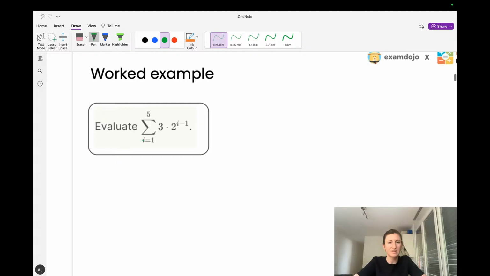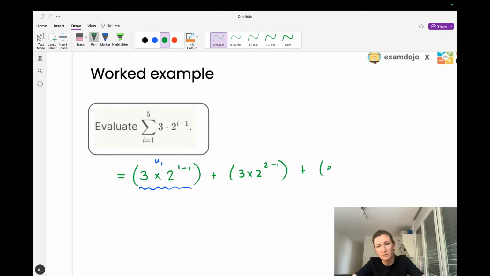Okay, so again, we have the sum of this geometric one. We can see it's geometric because it's following the geometric formula. And again, we're starting at 1 and we need to go until 5. So we are going to have 3 times 2, and we start with 1 minus 1. Put this all in brackets just so we can see. So this is our u1. Plus, we're always plussing, 3 times 2 to the power of 2 minus 1, plus 3 times 2 to the power of 3 minus 1.